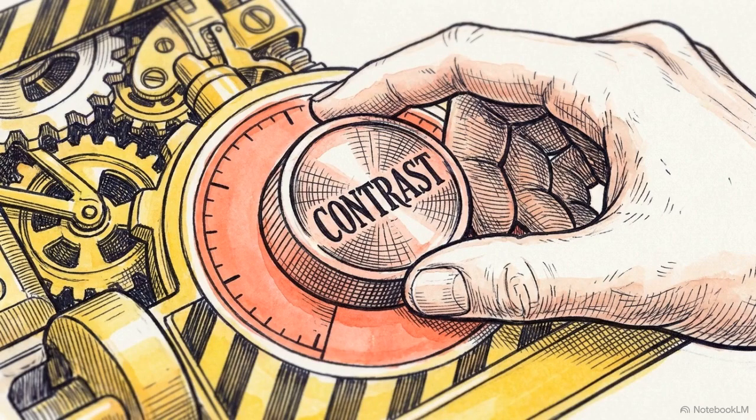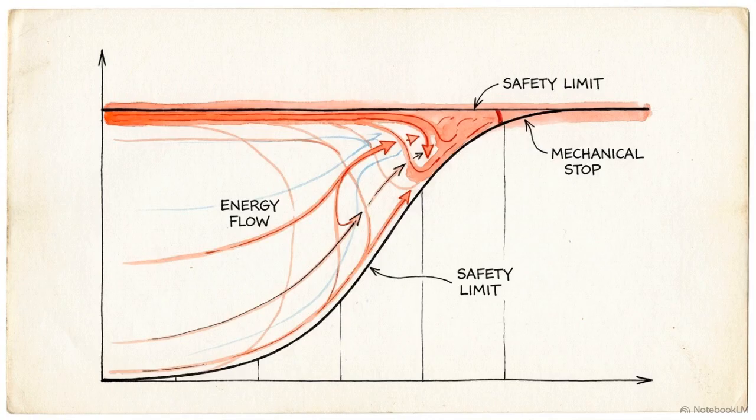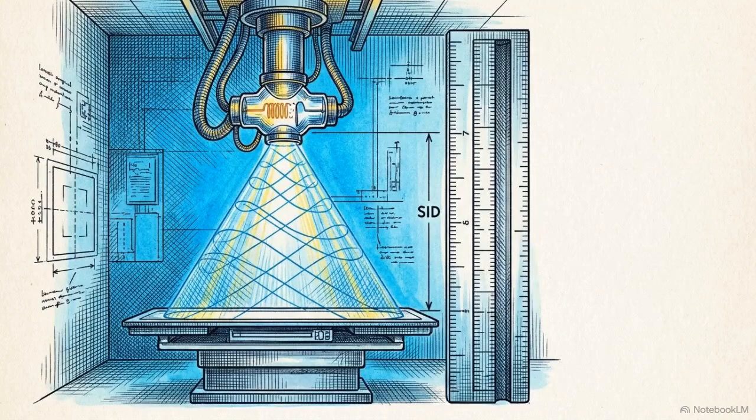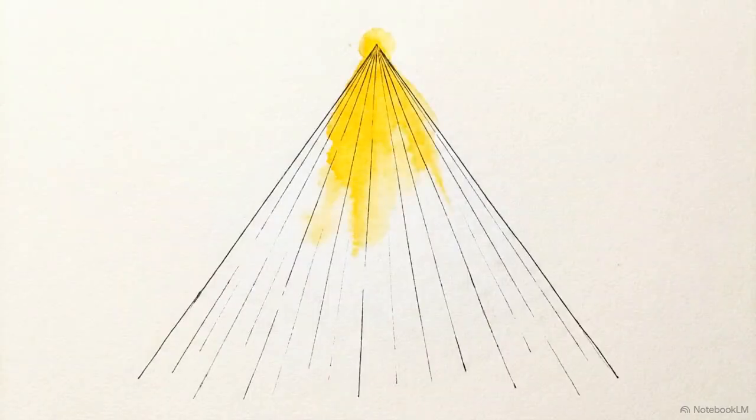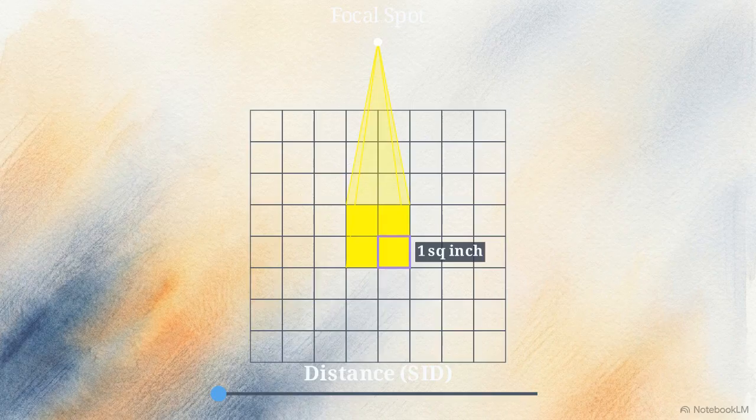kVp is a volatile lever. Because it dictates tissue penetrability, you must use it to adjust contrast, but you have to actively deploy the 15% rule to prevent it from exponentially overpowering the image receptor. Our final prime factor happens outside the tube housing entirely, the source-to-image receptor distance, or SID. Once X-ray photons exit the window of the tube housing, they do not travel in a perfectly straight, tightly packed laser beam. They diverge. Because the beam continuously spreads outward, the actual intensity of radiation falling on any specific square inch of the detector drops drastically as the distance increases.